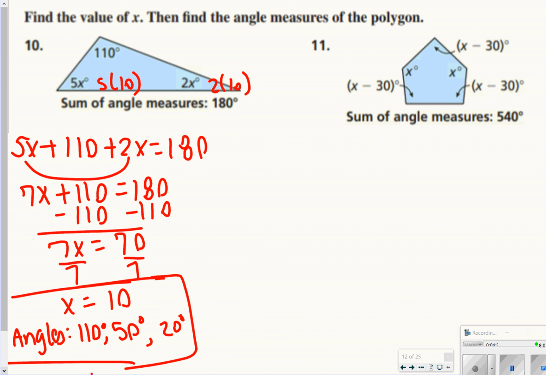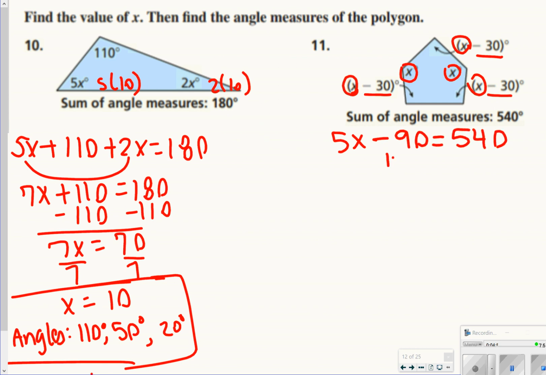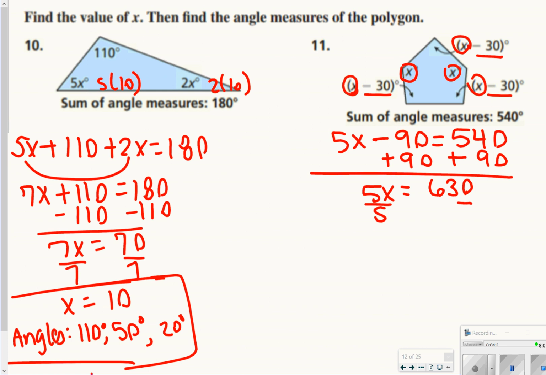For number 11, you just had a little bit more to do. What I did first is just combine the x's. So there's x, 2x, 3x, 4x, 5x, and then negative 30s, there are 3 of them, so 5x minus 90 equals 540. I'm going to add 90 to both sides. I'm going to get 630, and then divide both sides by 5.